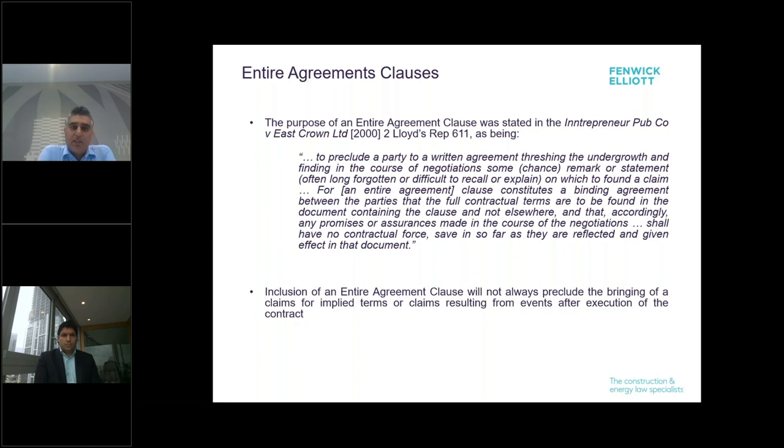Now, the purpose of an entire agreement clause was set out in the case of Inntrepreneur Pub Company versus East Crown Limited. I won't go through that, but the courts there were trying to establish what an entire agreement clause is trying to achieve, and they said that it was achievable. But more importantly, at the end of this judgment, the court also went on to say that an entire agreement clause does not necessarily preclude a claim for misrepresentation, which is a point I will come on to in one of my slides a bit later on. The presence of an entire agreement clause in a contract will not always preclude the bringing of a claim or use of certain statements.